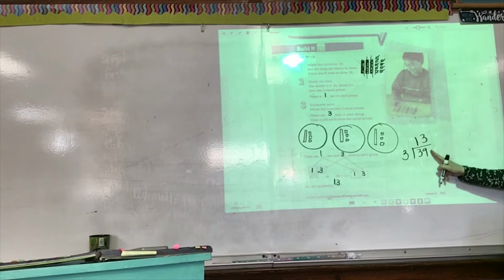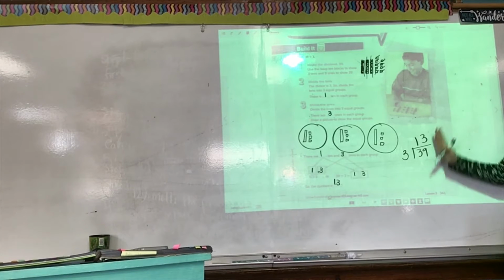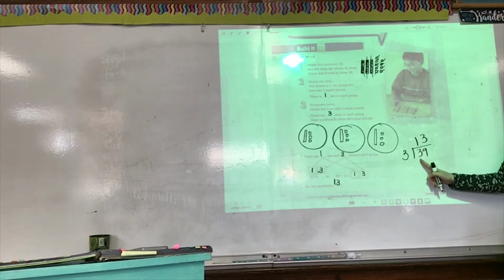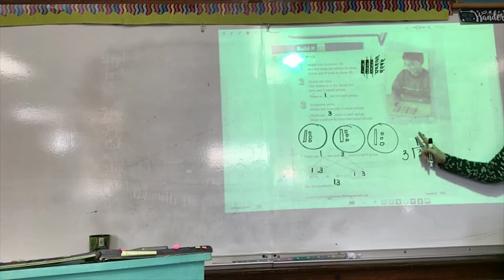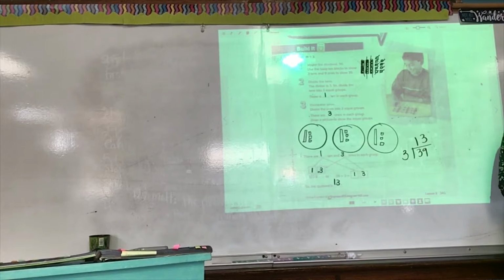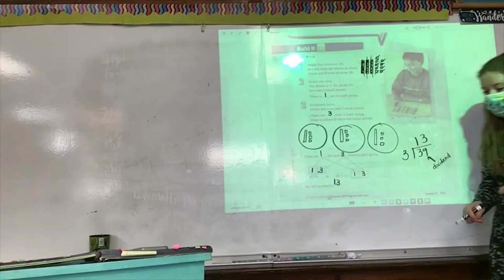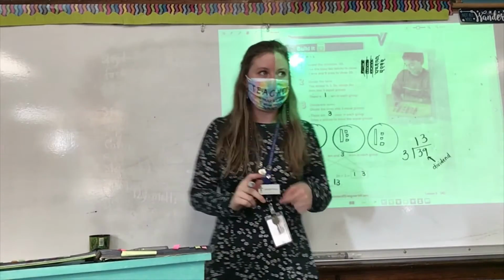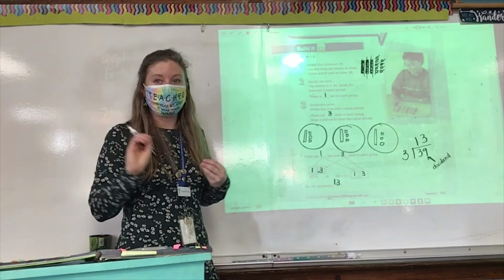You see how the 3 and the 9 are both in the 1s place, so they're in a column. The 1 and the 3 are both in the 10s place, so they're in a column. It is very important to line them up on top of the problem. Okay, now we're going to label. In this case, the number inside the bracket, 39, is the dividend. The dividend is the number inside the bracket, so it's the largest number.